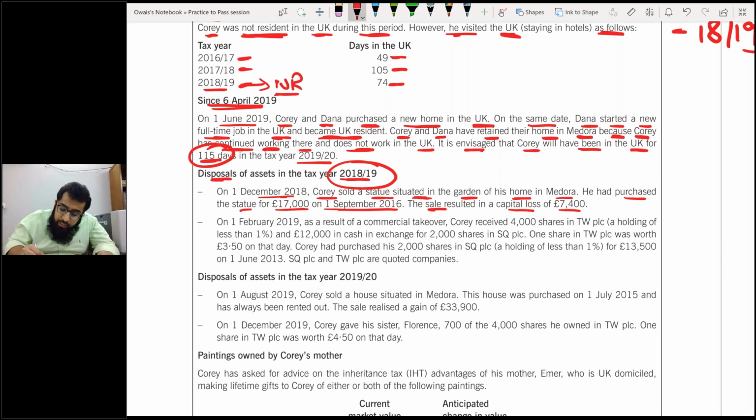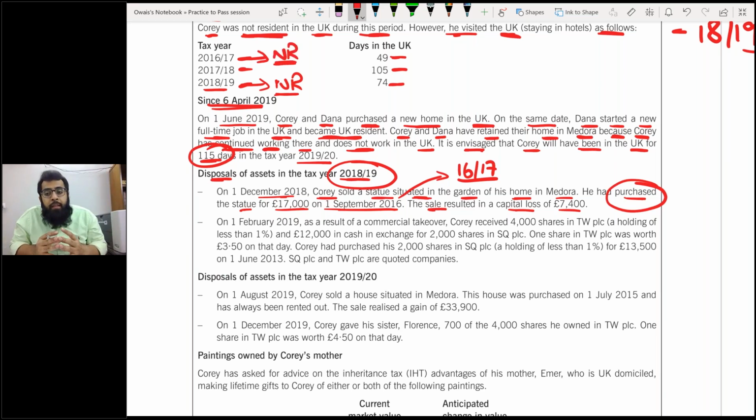Now, when did he purchase? He purchased in 16/17. Now in 16/17 also you were non-resident.